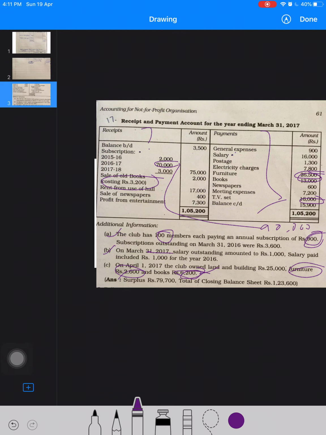So this is your outstanding for this year. And then read again. Subscription outstanding on March 31st 2016 was 3600. That means this is last year. Last year's outstanding was 3600. If you compare here, last year's outstanding you received 2000. Now out of 3600 last year's outstanding, you received 2000. That means you are yet to receive 1600 now. So 2000 you received, so 3600 minus 2000.